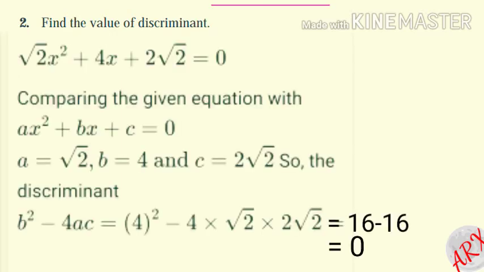Question number 3. Root 2 x square plus 4x plus 2 root 2 equal to 0. Compare the given equation with ax square plus bx plus c equal to 0. We will get a equal to root 2, b equal to 4 and c equal to 2 root 2. So the discriminant will be 4 square minus 4 into root 2 into 2 root 2. Now 4 square is 16. And 4 into 2 is 8, root 2 into root 2 is 2, so 8 twos are 16. So 16 minus 16 will be 0.